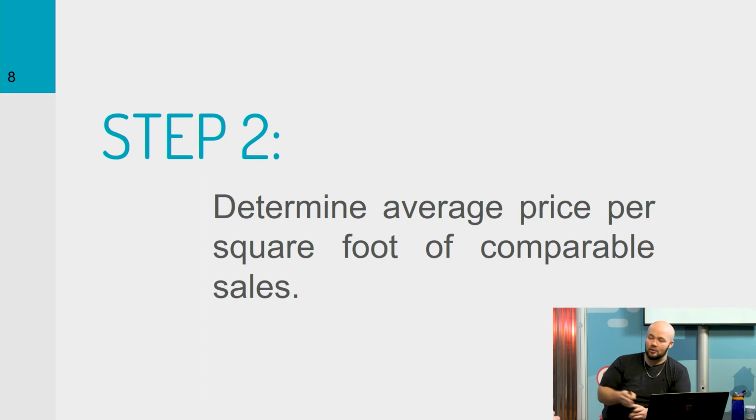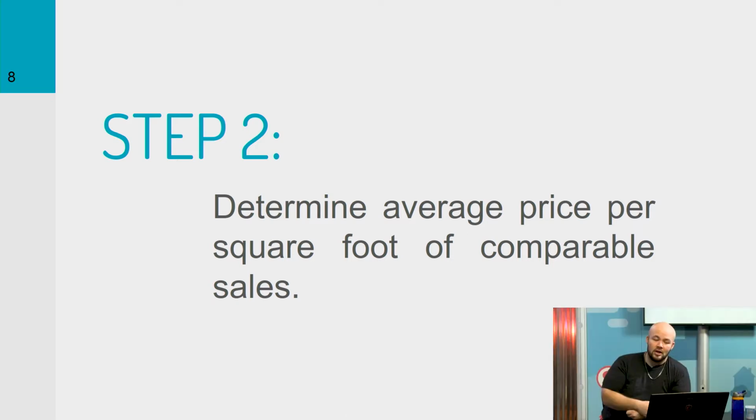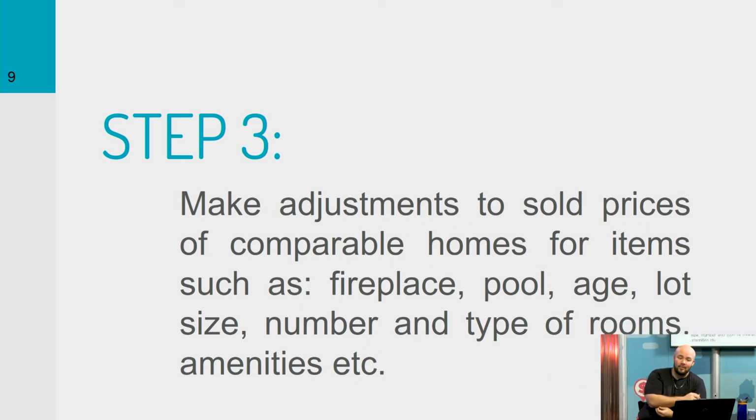I'm not saying across the metroplex, but if you're in the same neighborhood, a smaller home is going to sell for more per foot than the larger home, but the larger home will sell for more dollars. That makes sense? Okay, so I need to determine what the average price per square foot of my comparable sales are.